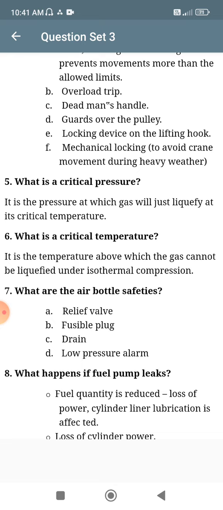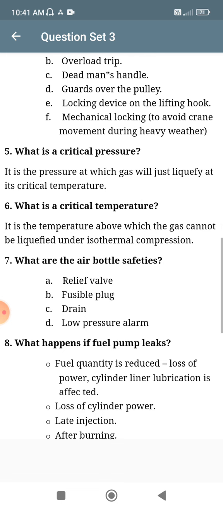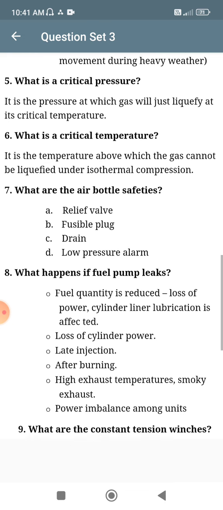Critical temperature is the temperature above which gas cannot be liquefied under isothermal compression. That is critical temperature. Critical pressure is the pressure at which gas will just liquefy at its critical temperature, and critical temperature is the temperature above which gas cannot be liquefied under isothermal compression.